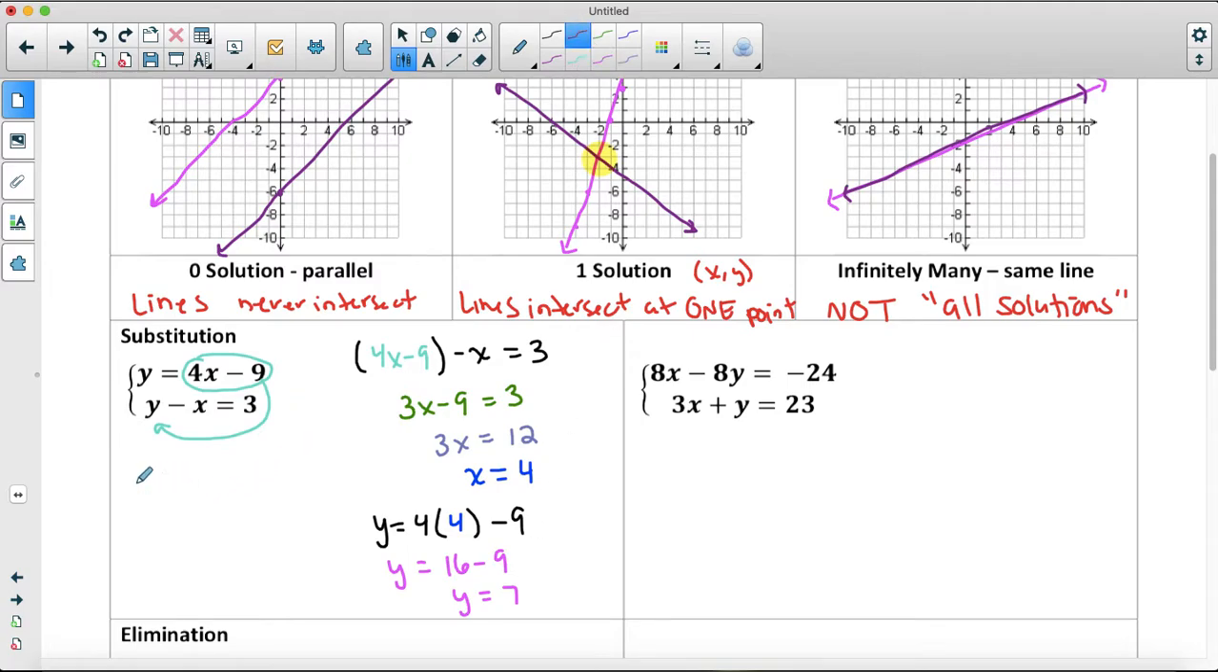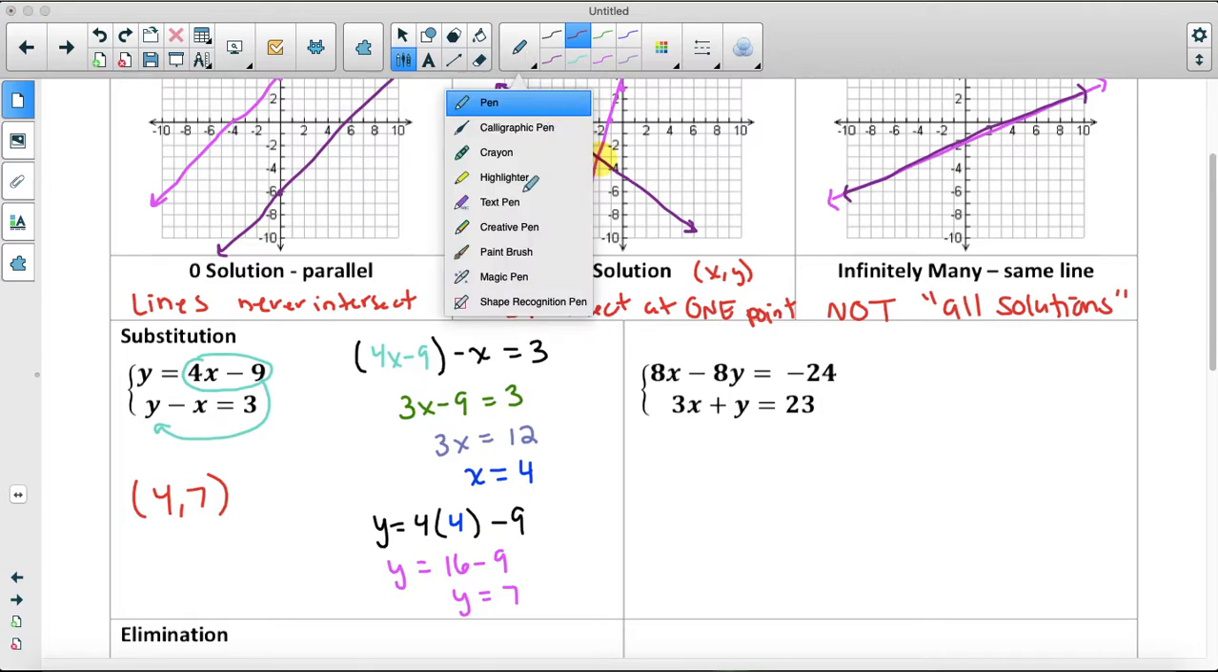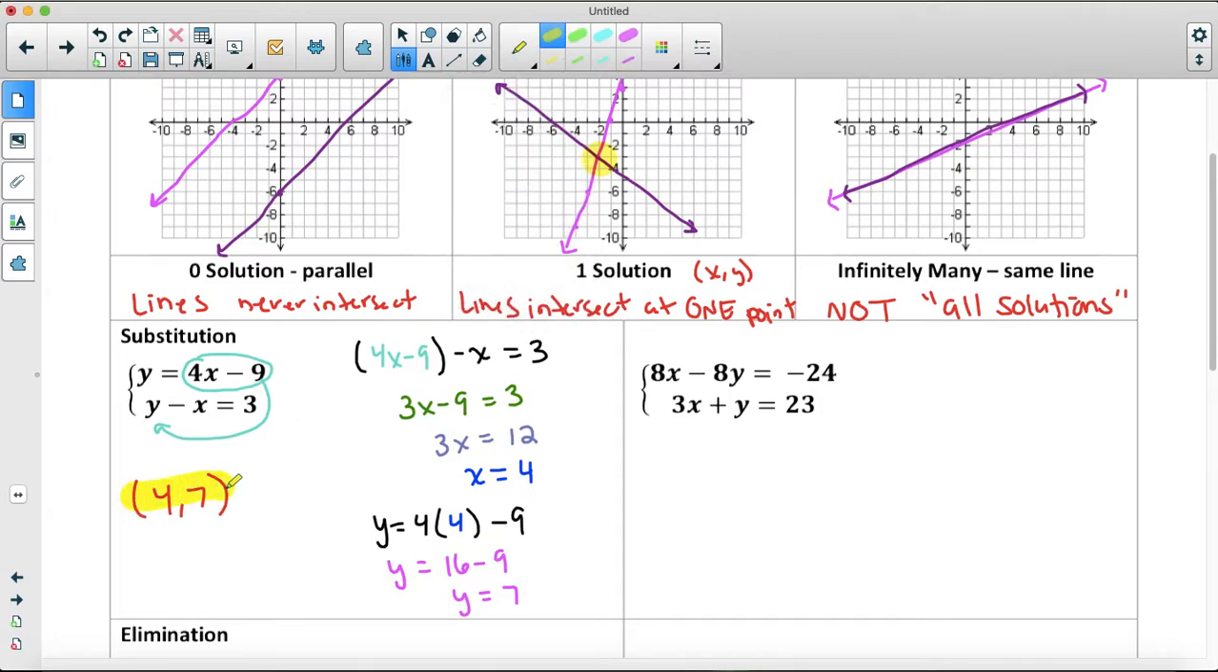Therefore, the coordinate that these two lines would intersect at would be (4, 7). So our solution is (4, 7). That means that our lines will intersect at one point. That means that these are not parallel and they are not the same line.